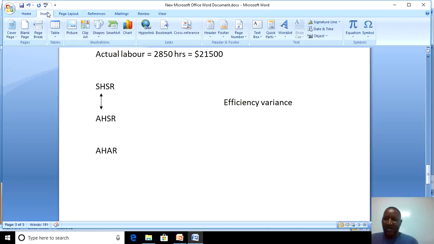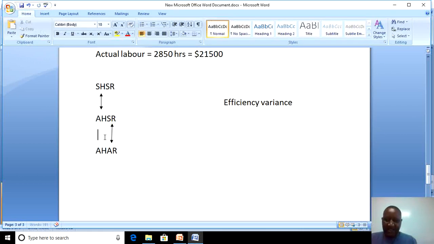So let's see the other one. You notice that actual hours are the same. What's the difference? It's the standard rate and the actual rate. So what type of variance are we measuring at that point? That difference there is the labor rate variance. It's very easy to pick out these things. The difference between that and that, the standard rate is the same, so it's the standard hours and actual hours that we are measuring there.